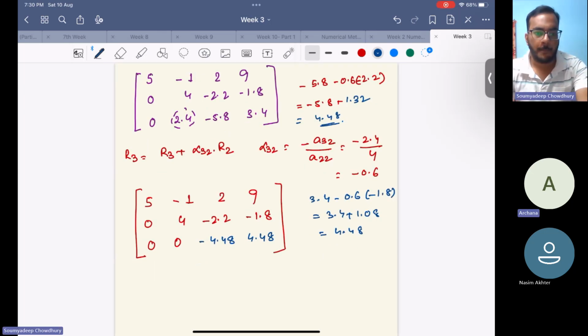Sir, the row operations R2, R3 are the standard formulas, right? R2 is equal to R2 plus alpha times R1. For every problem, we have to use these formulas, R2 and R3. Yes. Okay, sir. Thank you.